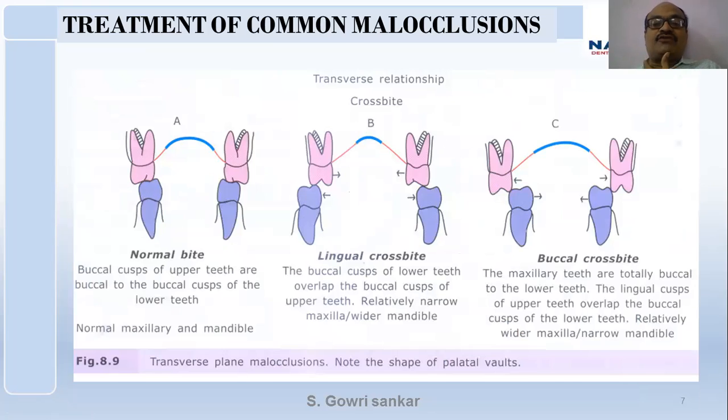So another one is transverse malocclusion. Normally in transverse relations, we have the vertical overlap of the upper buccal teeth over the lower teeth. When this relation is reversed, you call it a lingual crossbite. Or sometimes, not only buccal, if the lingual also overlaps the buccal of the lower, you call it a buccal crossbite.